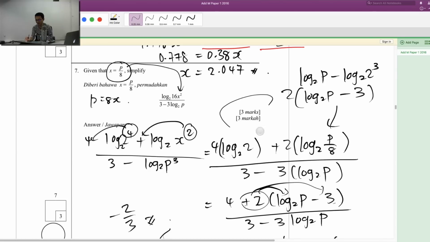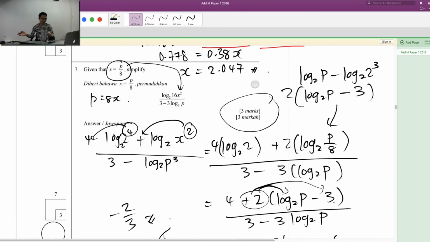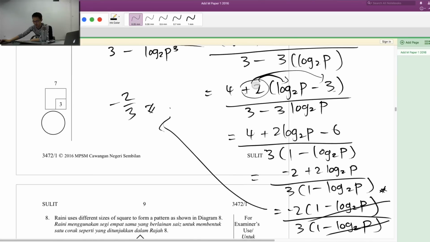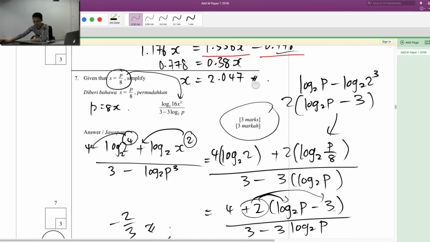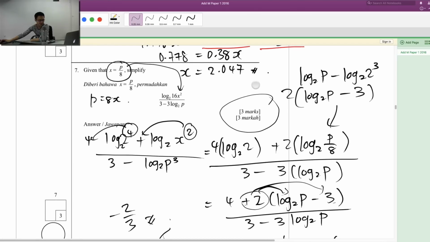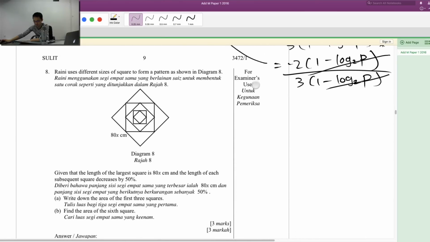But this question, 3 marks for me, I guess it's just too much. Of course, if you understand log very well, you can do it quite fast. Okay? So far, does anyone of you not understand this question? You can try to redo this question. It's not too bad. If okay, then I'm going to move on to number 8.